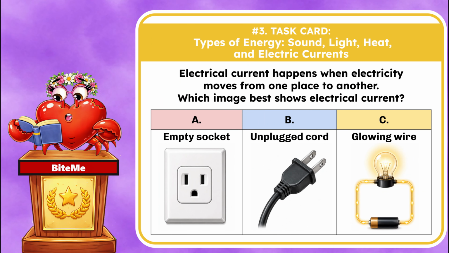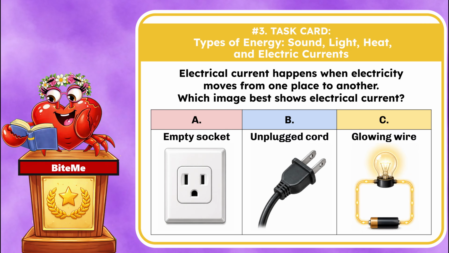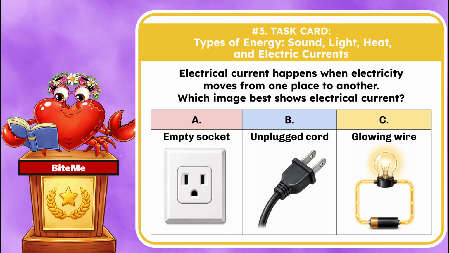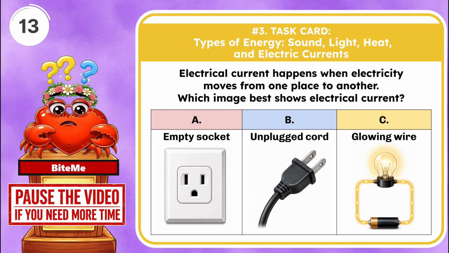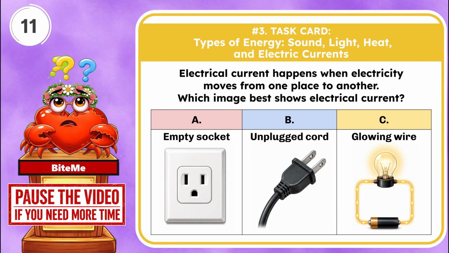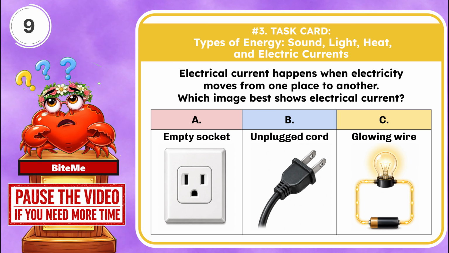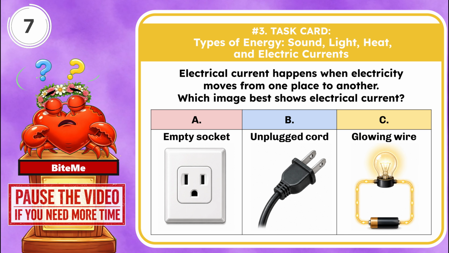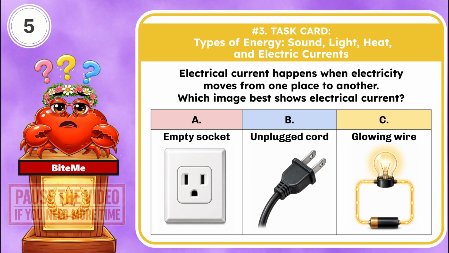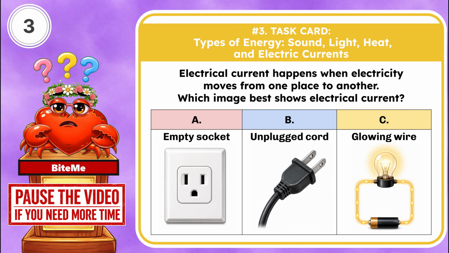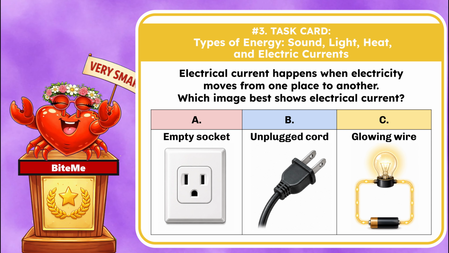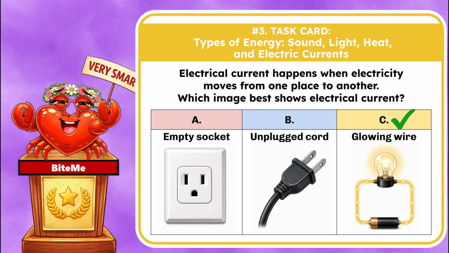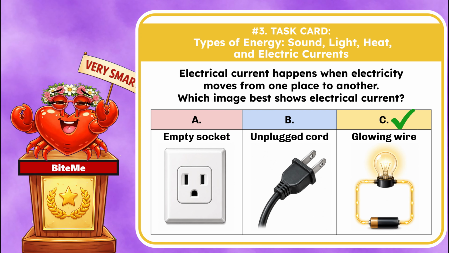Electrical current happens when electricity moves from one place to another. Which image best shows electrical current? And the correct answer is letter C, glowing wire.